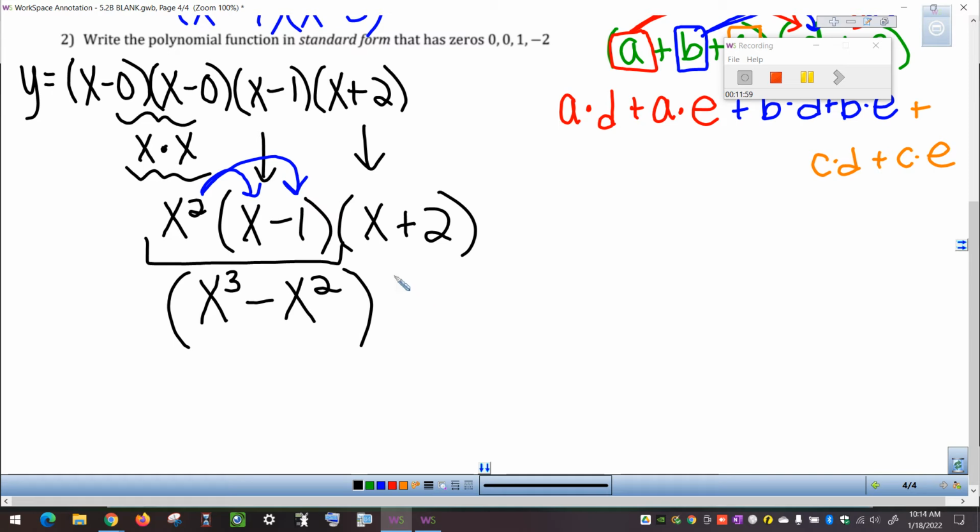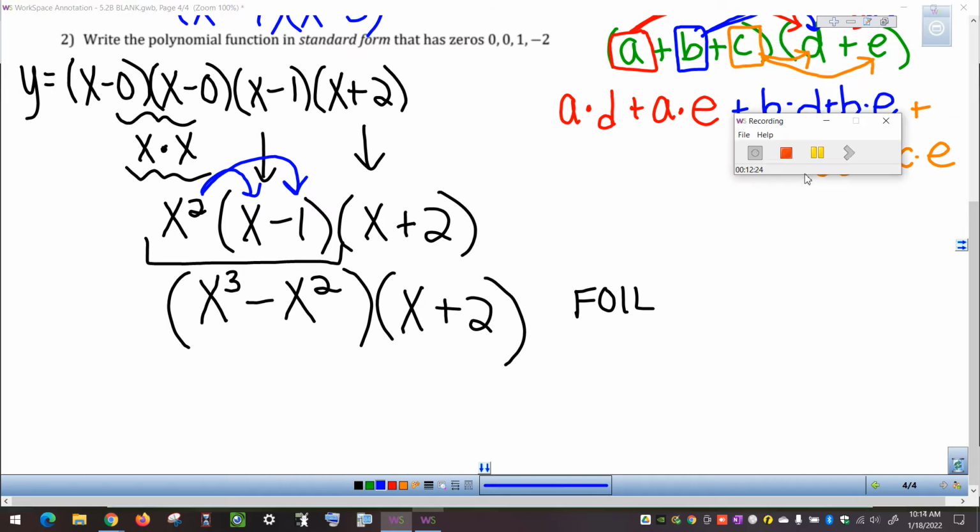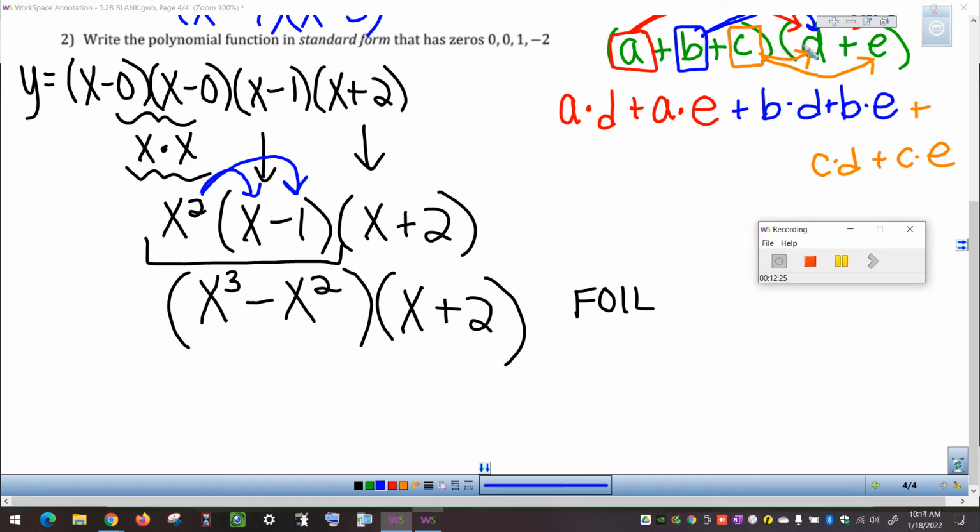Now that little result there, let's hold that in another set of parentheses because the final step is to multiply it by the x plus 2 at the end. Now we are back to having a binomial times a binomial. And so we can multiply this out with FOIL. Notice how the process of FOIL is the same as that distributive property process I was showing up there with all the colors.